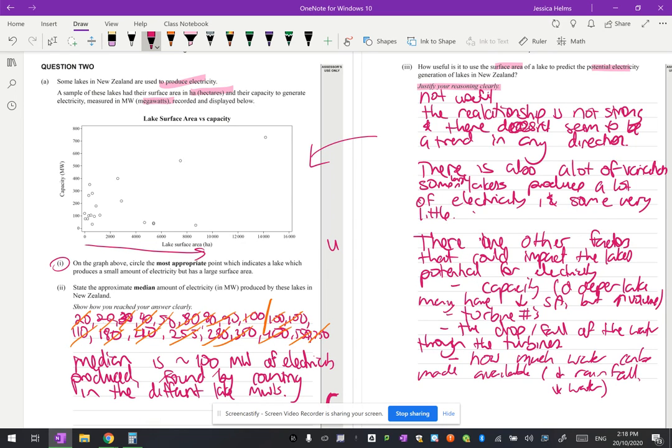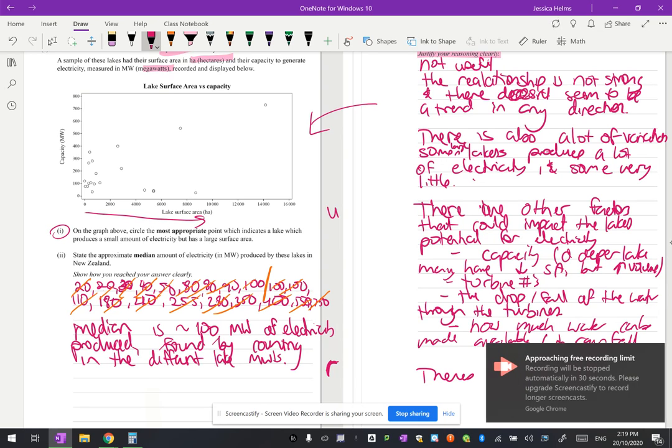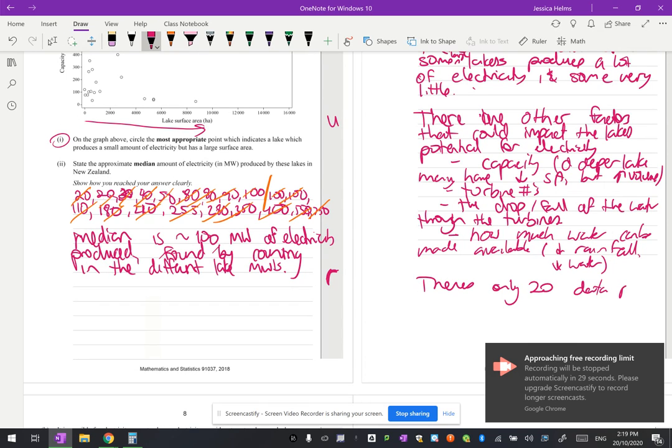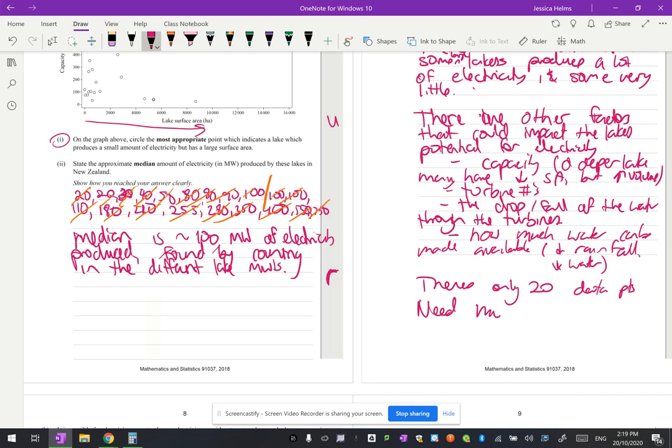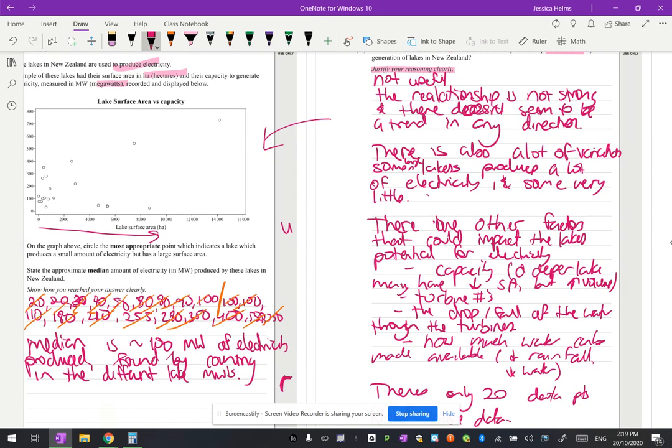Also, you may want to say something like there's only 20 data points here. Need more data to make a really substantial point. Okay, so that is an excellent question. As with all of these, one valid reason for achieved, two valid reasons for merit, three valid reasons with reference to the graph for an excellence.